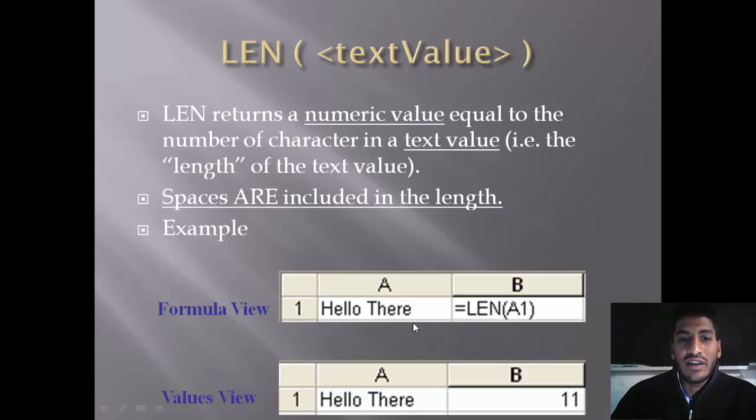LEN(text value). LEN returns the numeric value equal to the number of characters in the text value, that is, the length of the text value. Spaces are included in the length. Example: A, B. Formula view, values view.